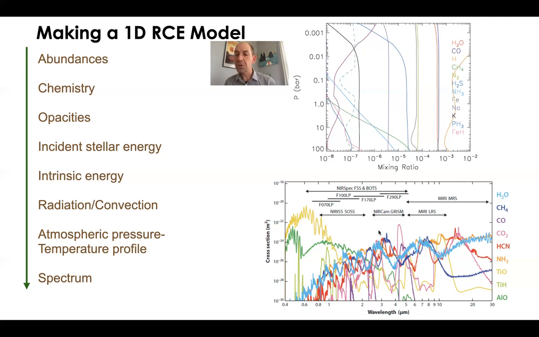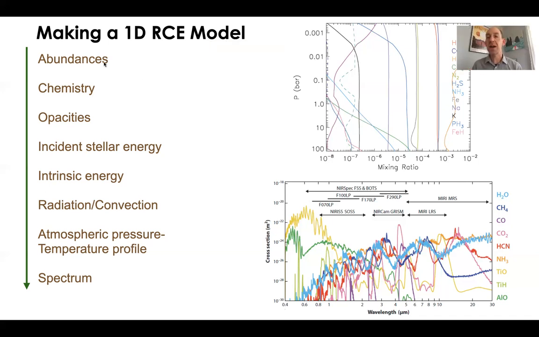Across the infrared, most of your absorption bands are going to be due to water vapor, CO, potentially methane, maybe HCN if you have photochemistry, but we think water vapor should often be the dominant opacity source. So if you're making a self-consistent model, you've specified the abundances, you have a database of your chemistry and your opacities. You have to specify the incident flux coming from the parent star. You have to specify the intrinsic energy coming out of the planet's interior.